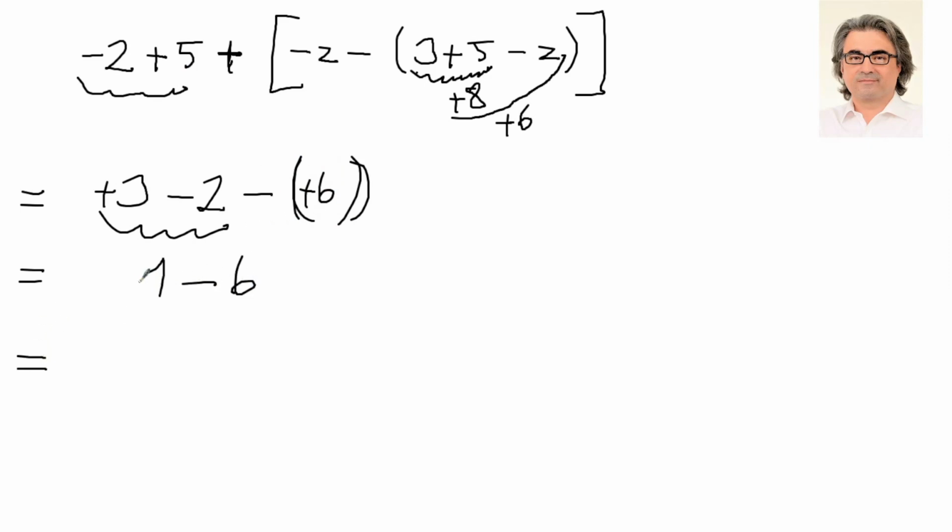Now what is the final result? Plus 1 and minus 6. Difference between them is 5. The sign of 5 is the sign of minus 6. So at the end I reached the final result, minus 5.